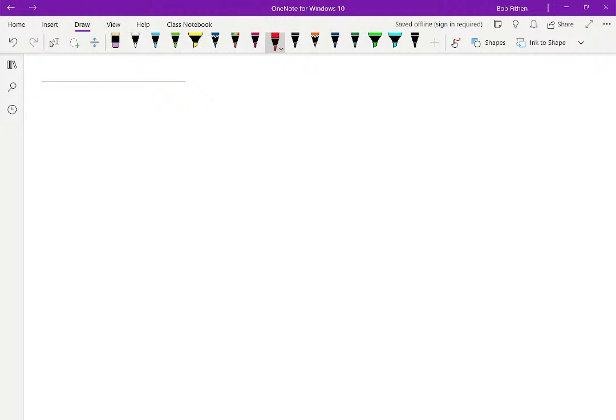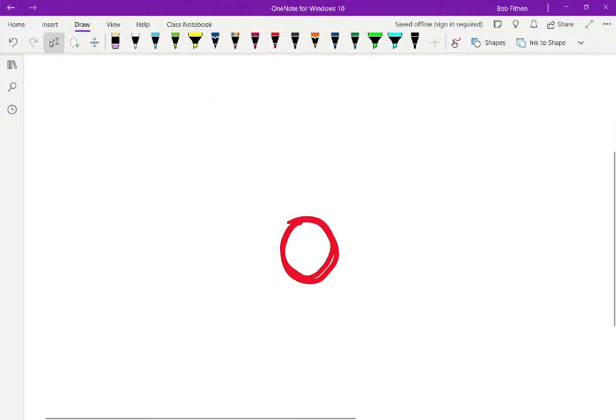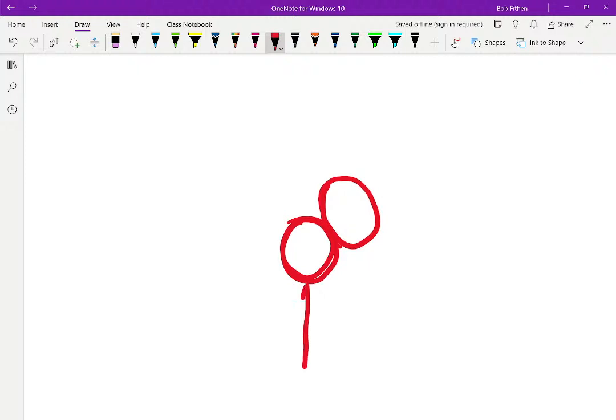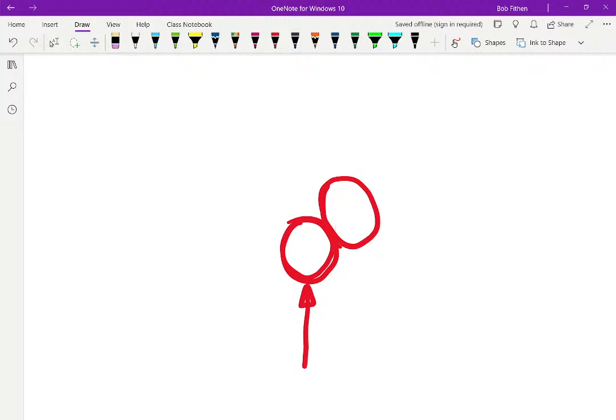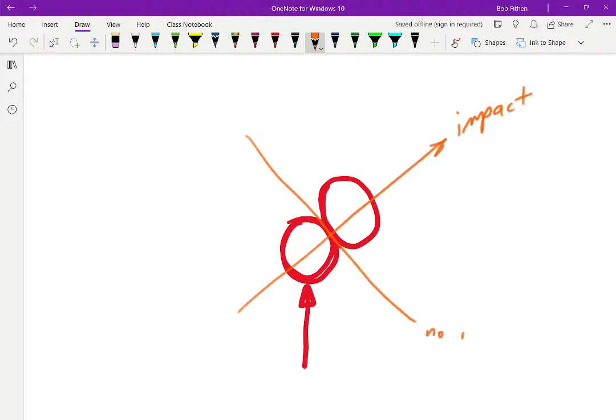Now let's say you have a ball coming along, but its impact plane, so maybe this ball is going straight north, but the impact plane is like so. I probably should draw it differently. So here's impact, and here's no impact, or what they might call the impact plane.